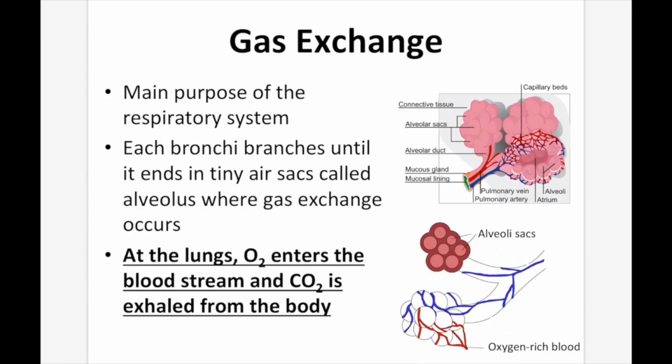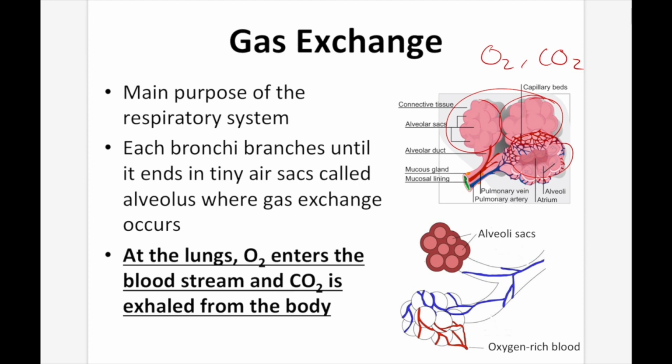Gas exchange. So the main purpose of the respiratory system is gas exchange, and those gases are oxygen and carbon dioxide. So each bronchi that we just mentioned in the previous slide is going to branch until it ends in tiny air sacs called alveoli, which we see right here. Right? That's an alveoli, that's one, and so on. And that's where the gas exchange actually occurs. And at the lungs, oxygen is going to enter the bloodstream and carbon dioxide is going to be exhaled from the body.